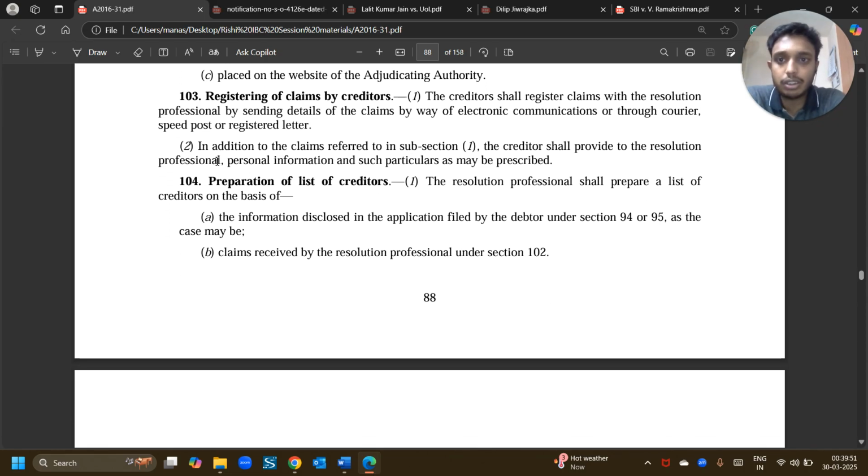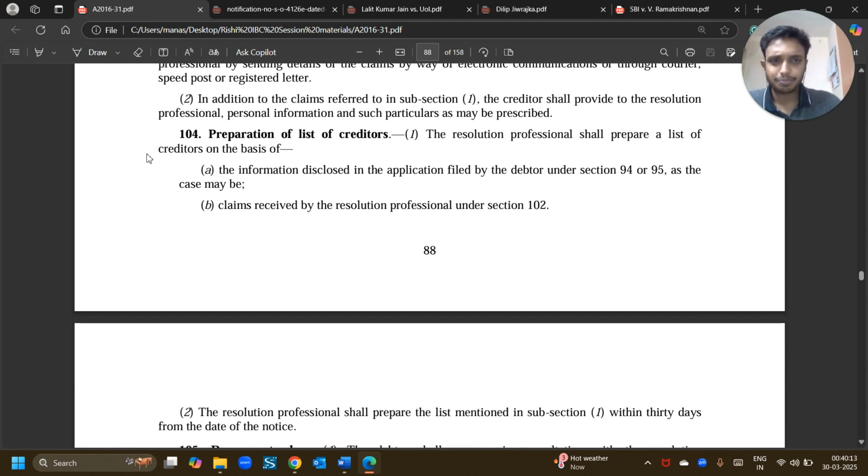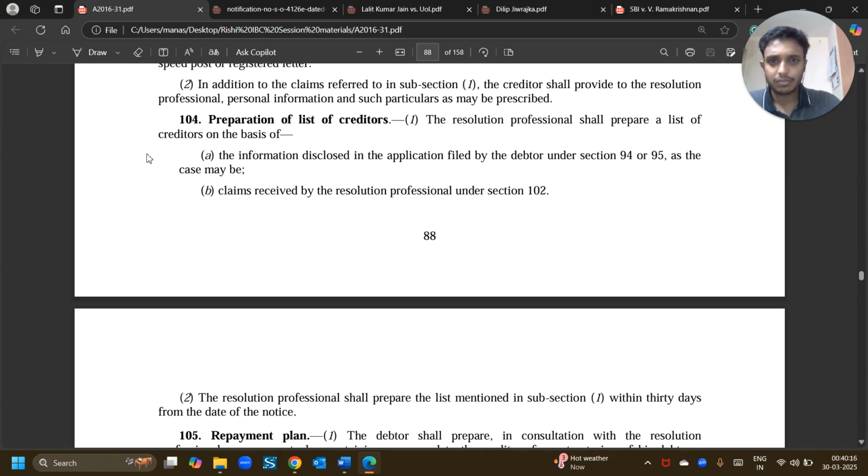Now coming to the registering of claims by the creditors, which is a subsequent step. This will be done with the RP as we have seen under 102 itself. How shall it be done? The creditors will register their claims with the RP by sending details of the claims by way of electronic communications or through courier, speed post or registered letters. So there are multiple modes through which the creditors have the right to submit their claims before the RP. So here if there are any personal information or any particulars which are prescribed under the 2019 rules, those will have to be furnished by the creditor in addition to whatever claims are there under subsection 1.